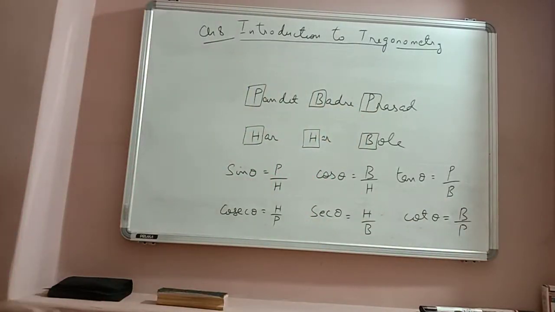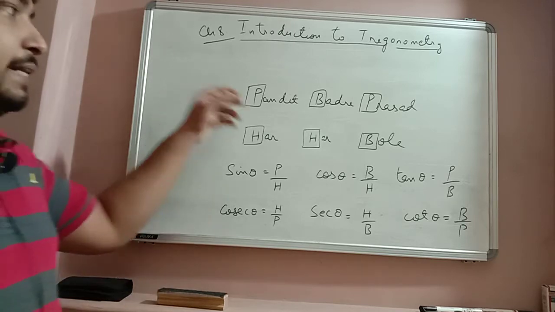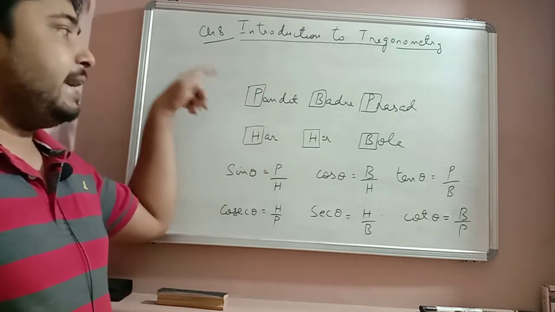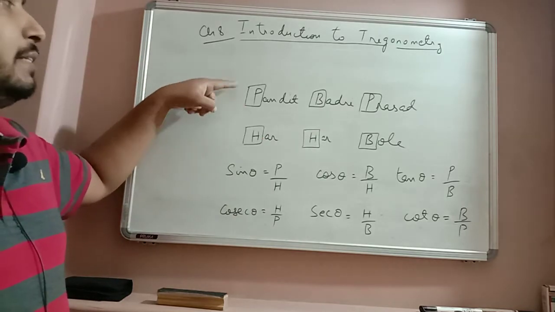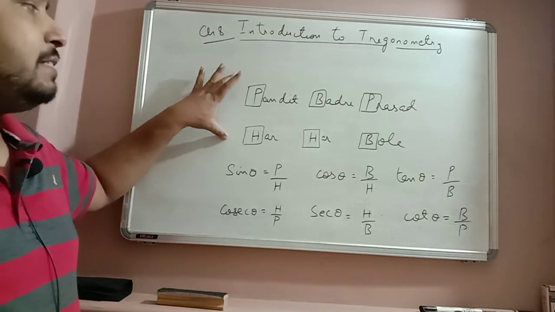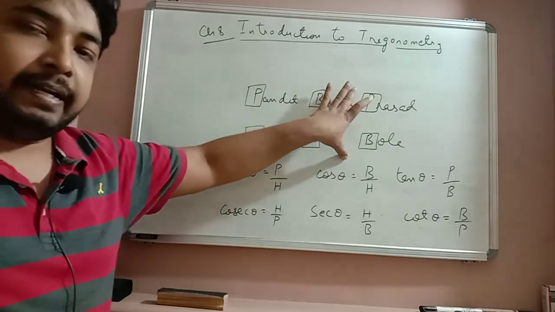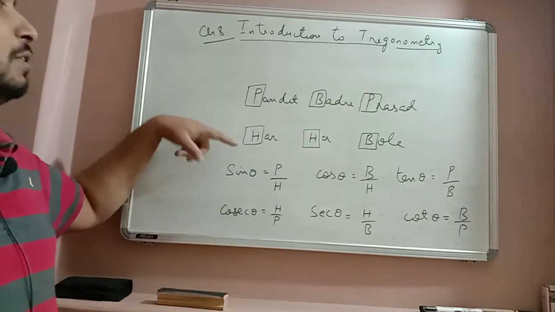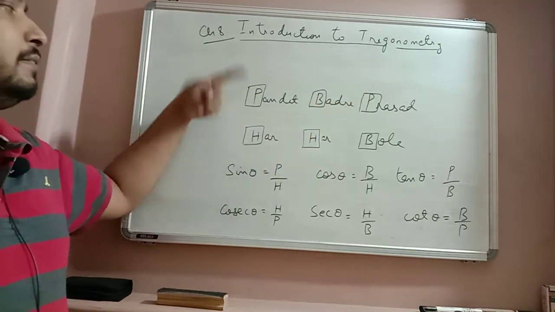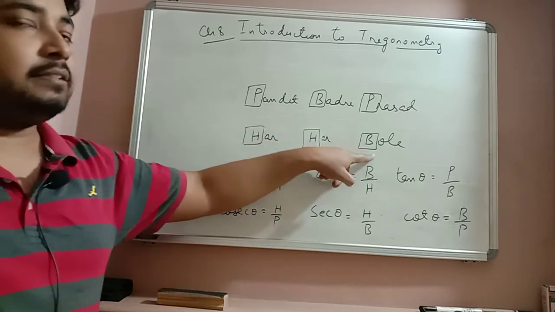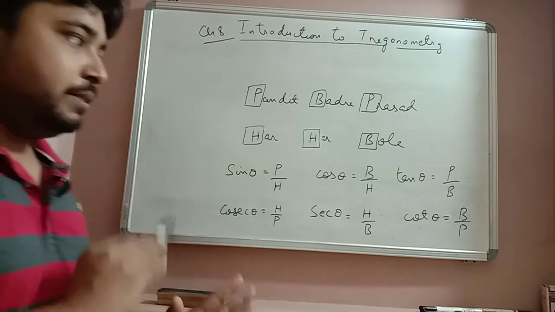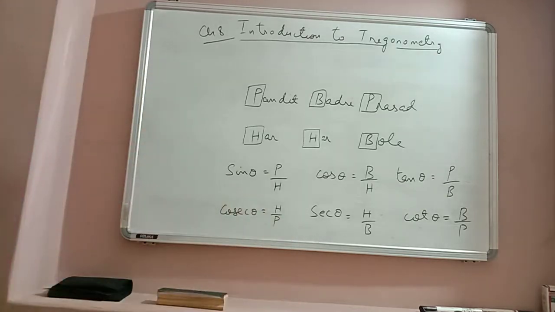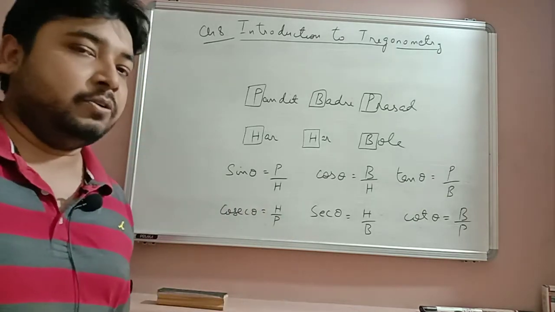So what we need to remember is just this sentence, that is Pandit Badri Prasad Har Har Bole. Write it down in this format, and then highlight the initials, and then we will get the ratios. Firstly we will get sine, then cos, then tan, and then the reciprocals cosec, sec and cot. I hope this is clear to everyone. Everyone can try out this trick. It works really well.